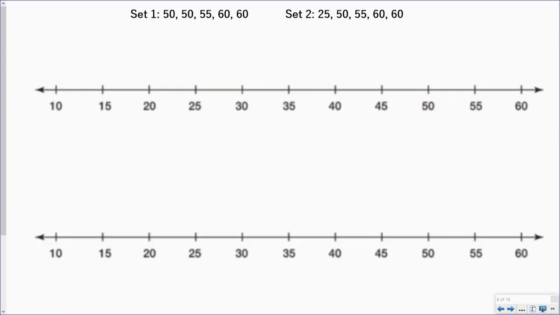Let's take a look at these two data sets. So I'm going to graph the first one. I'll put a dot here, a dot here, a dot here, a dot here, and a dot here. And then for my second one, I'm going to have a dot out at 25, one at 50, one at 55, and then 2 at 60.